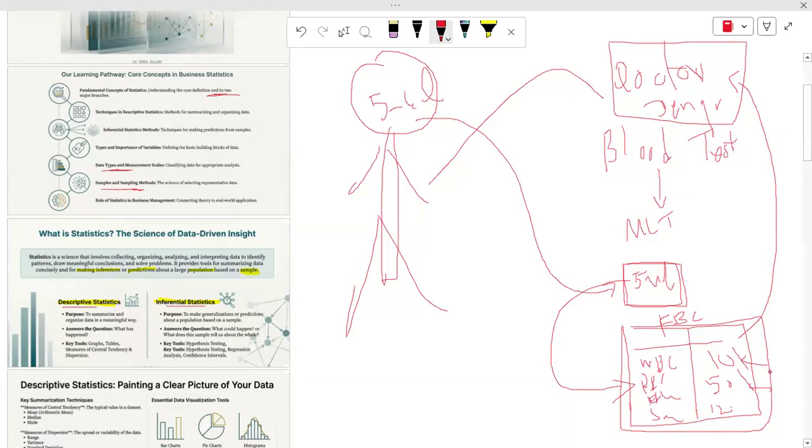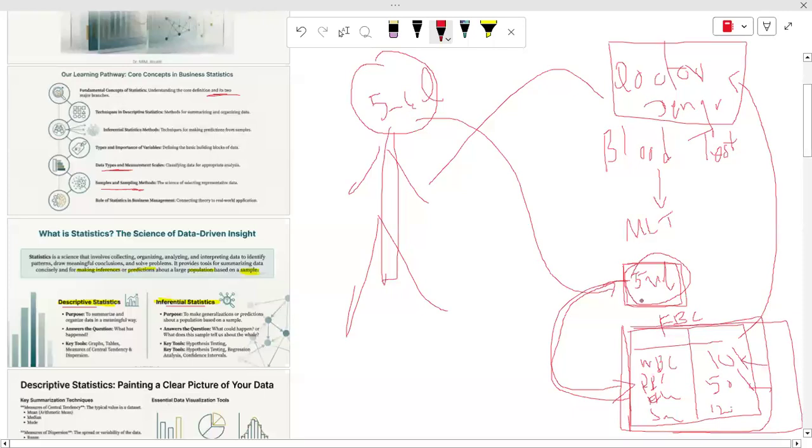Likewise, the MLT will describe this 5 ml sample. And what is the description? The 5 ml has 10,000 WBC, 50,000 RBC, and a sugar level of 120, this kind of thing. So this report describes this 5 ml, right? Then you submit this report to the doctor.